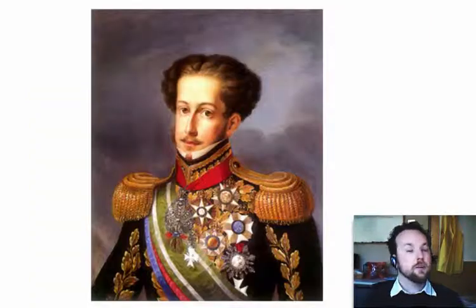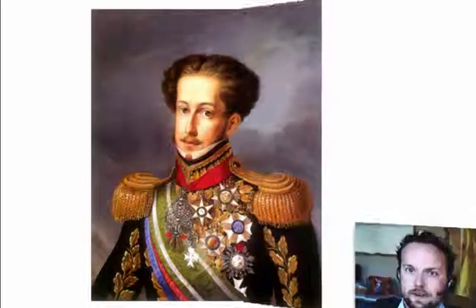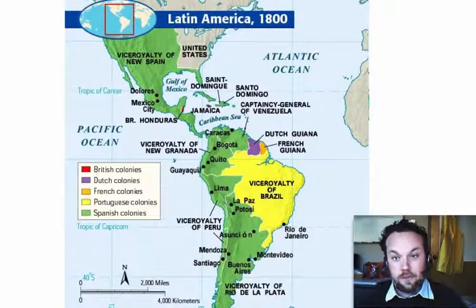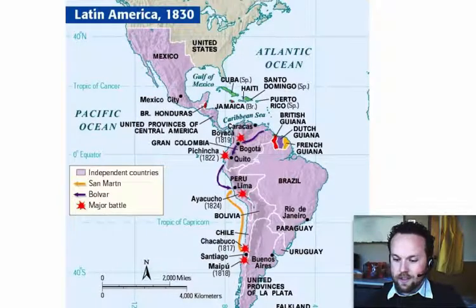And when Brazil demanded independence from Portugal, the son of the Portuguese king, Prince Pedro, joined their cause and ended up becoming the emperor of the new nation of Brazil. So he's known as Emperor Dom Pedro of Brazil. So this is what Latin America looked like in 1800, and by 1830, this is what it looks like.